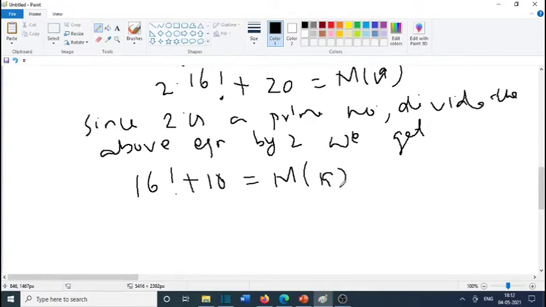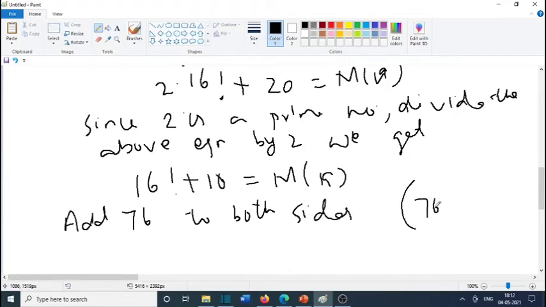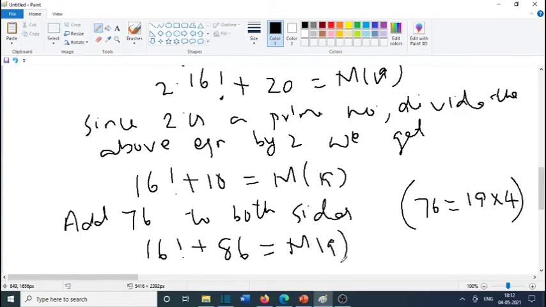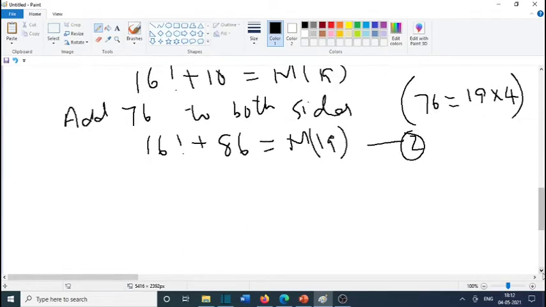Now add 76 to both sides. Note that 76 equals 19 into 4. So 16 factorial plus 10 plus 76 is 86, is equal to a multiple of 19. So equation 2. Now we have 17 and 19 are prime.